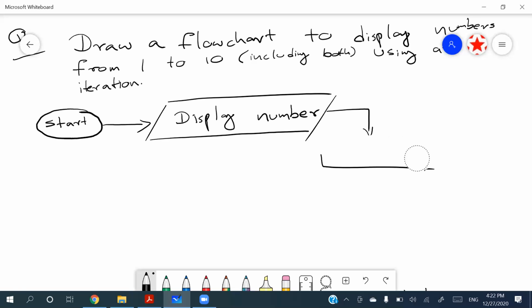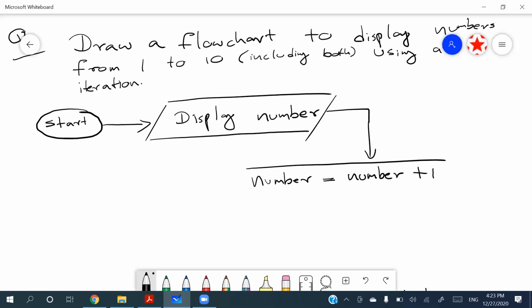So how are we going to increase something by 1? We know there is a special way of writing it. We say number equals number plus 1. This is the way we write the increment. If you are going to increase by 2, we are going to say 2 by 2.